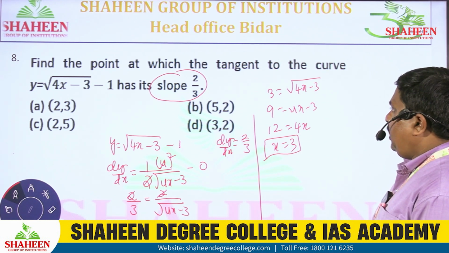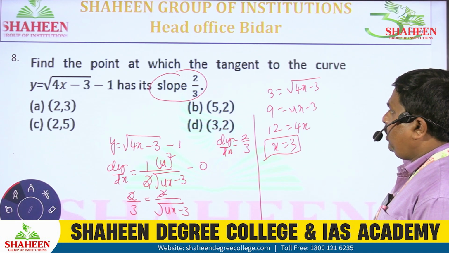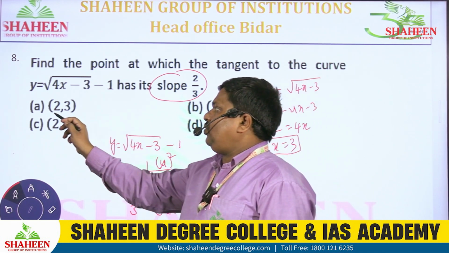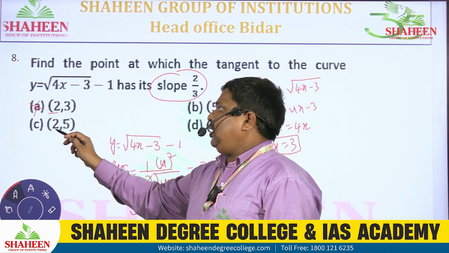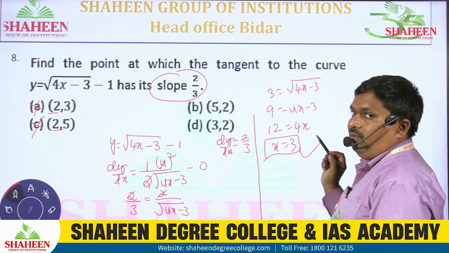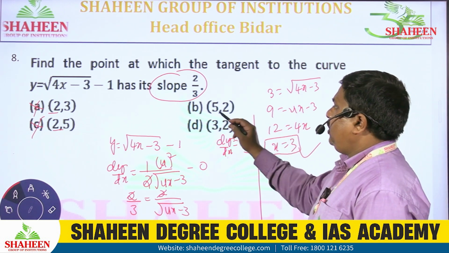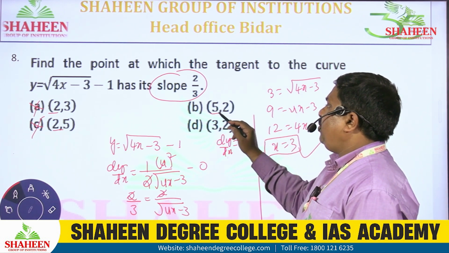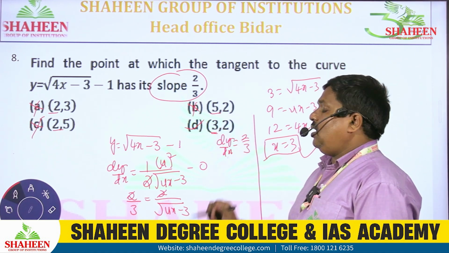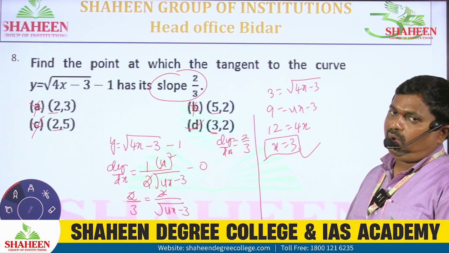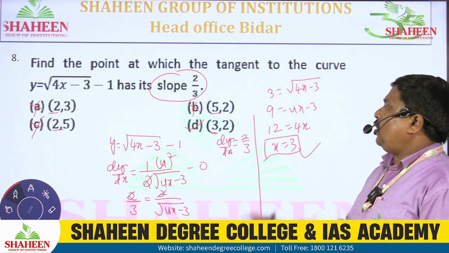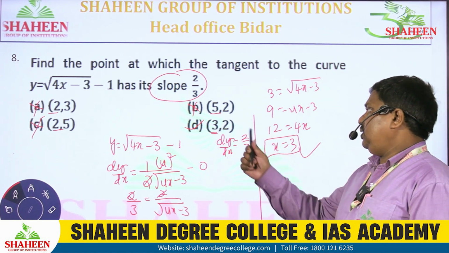So if x is equal to 3, we have 4 options. Here we have x equal to 2, this is a wrong answer. We are getting x equal to 3 here. In the second option x equal to 5, this is a wrong answer. And in the fourth option we have x equal to 3, so this is the right answer. The point at which the tangent to the curve has slope 2 by 3 is 3 comma 2.